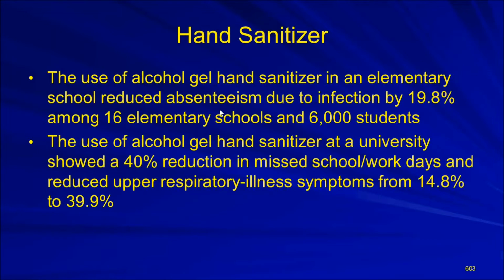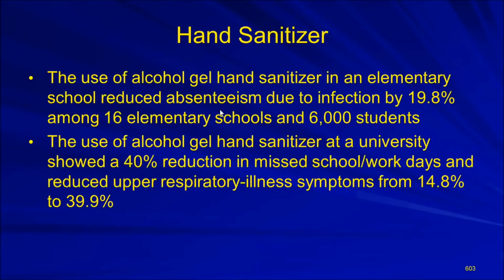So here we can see that the use of alcohol gel hand sanitizer, as I'll cover here shortly, is extremely effective at killing germs on the hands. But not only is it effective at killing germs on the hands, it's also extremely effective at reducing illness and sickness. The use of alcohol gel hand sanitizer, as seen in the first bullet, in an elementary school reduced absenteeism, which is people not showing up to school because they're sick, due to infection by nearly 20%. This was done among 16 elementary schools and 6,000 students.